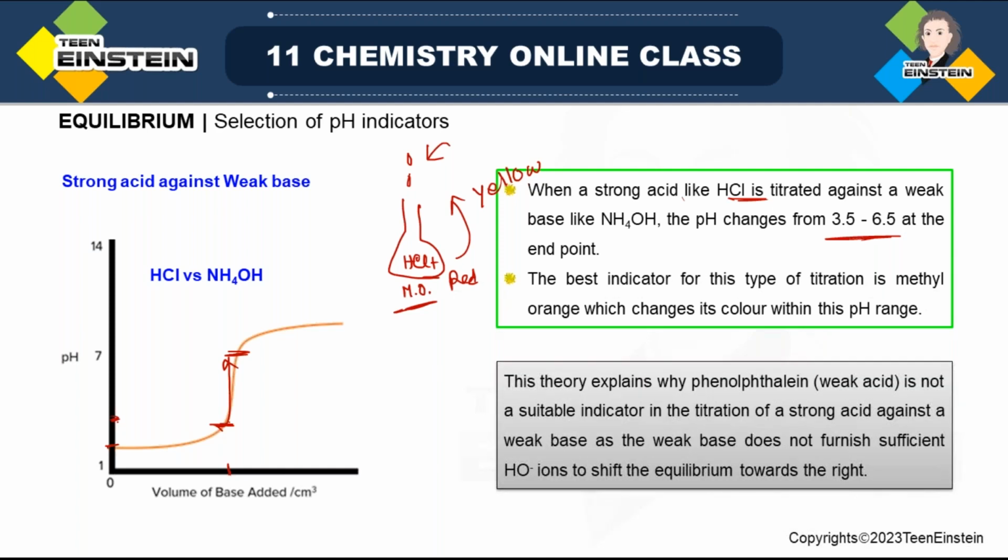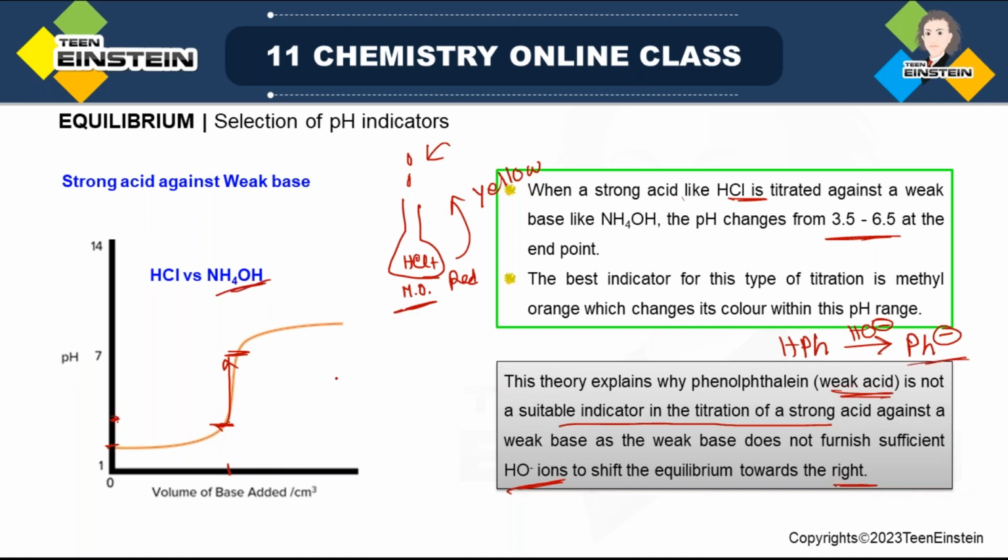With Ostwald's theory that we have seen, we can now understand why phenolphthalein is not a suitable indicator in the titration of a strong acid against a weak base, as you can see here, HCl and NH4OH. NH4OH is a weak base, because a weak base does not furnish sufficient HO- ions to shift the equilibrium towards the right. Phenolphthalein is a weak acid, remember? It has the form HPh. So if you want the ionized form, there should be enough HO-, but this is very weak. It cannot provide so much HO-, so you cannot get this form so easily.